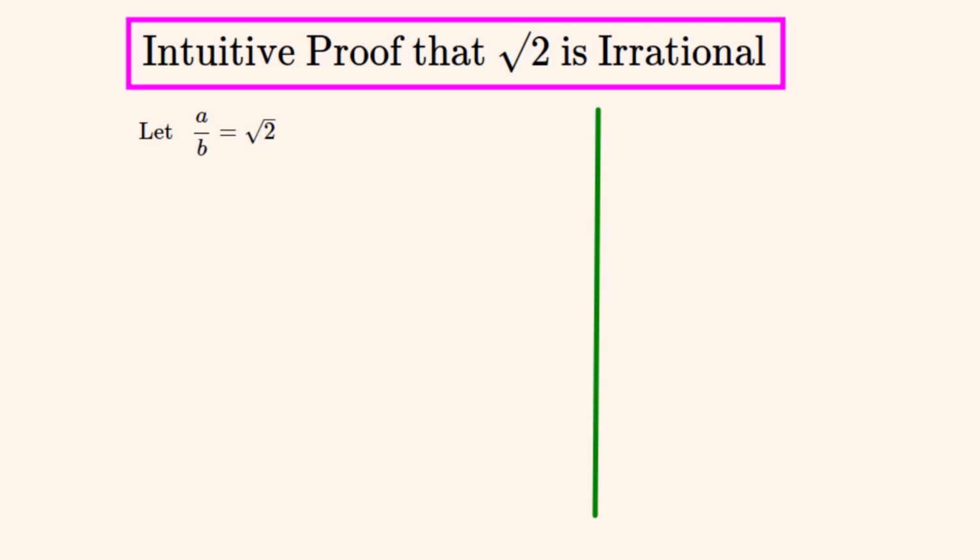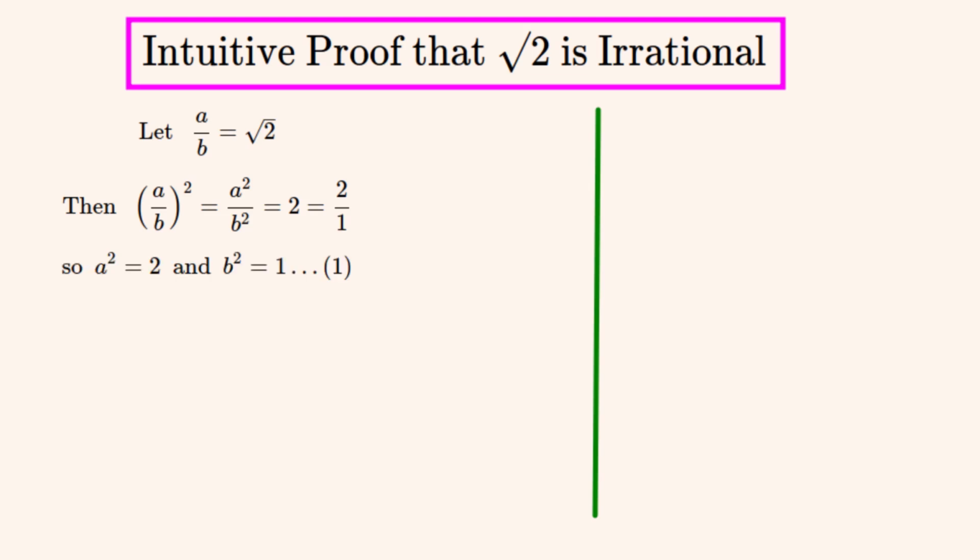We'll make the square root of 2 equal to this fraction a over b, where a and b are positive integers. Then we'll square both sides, giving us this equation: a squared over b squared is 2 over 1. We can write 2 as a fraction unsimplified like this, because it prepares us for the next step. We can say that a squared is equal to 2 and b squared is 1. We'll call this result 1.